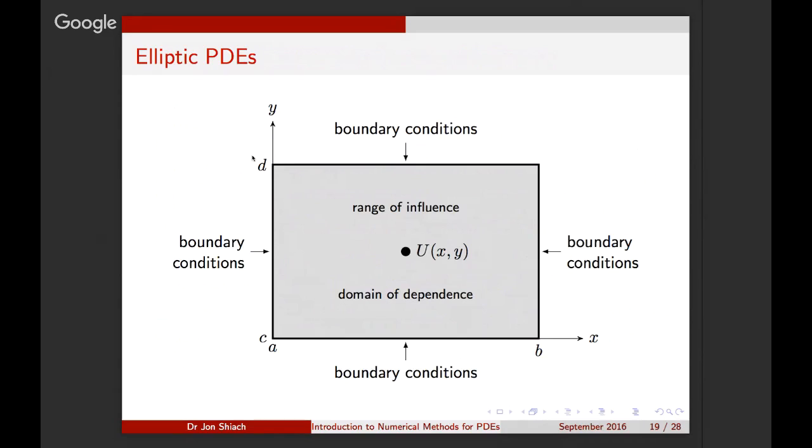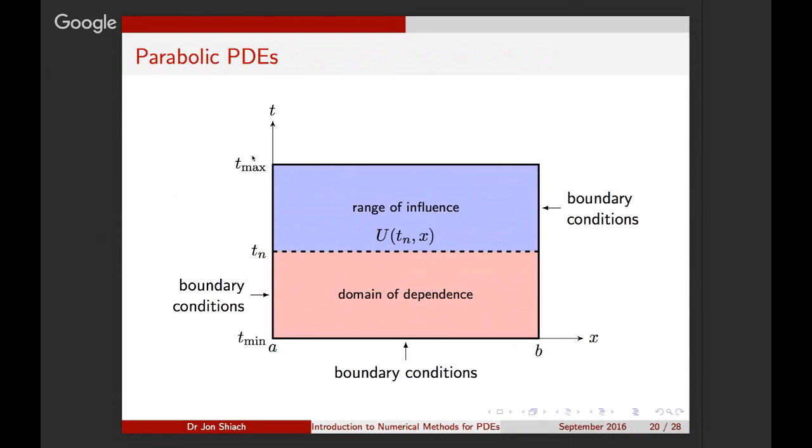So if I was to change the value of a point down there, that has an effect on the value of a point up there. Likewise, vice versa. If I change this point, this will then affect that point down there and all other points in the domain.